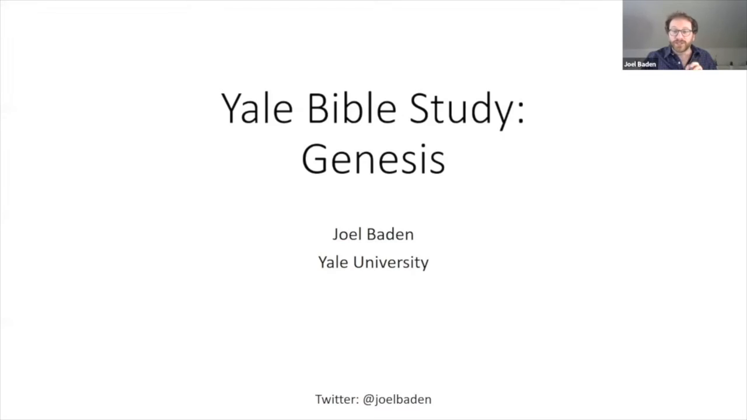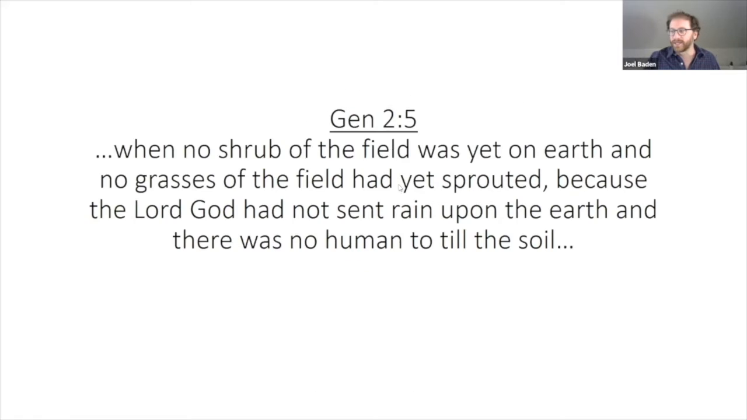So Genesis 2 is what a native Israelite creation account looks like. It begins by telling us that nothing is growing on the earth because there's no rain. Now we're in Israel. Nothing's growing, there's no rain, and it tells us right off the bat, agricultural production requires human effort. There was no human to till the soil, so nothing was growing. Nothing grows without human effort.